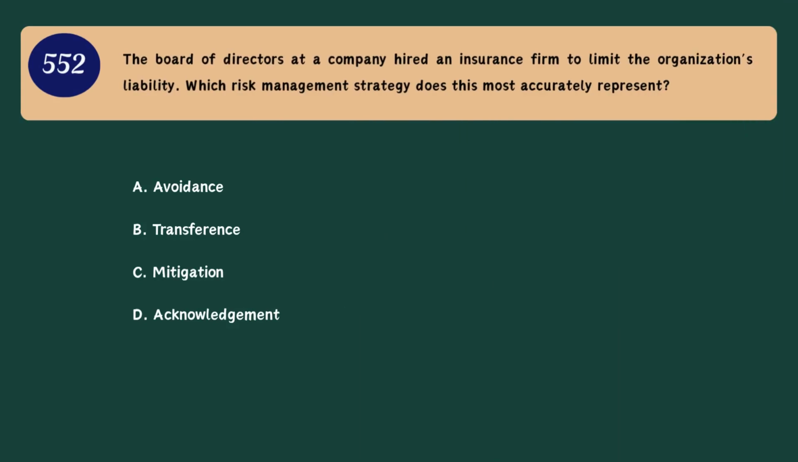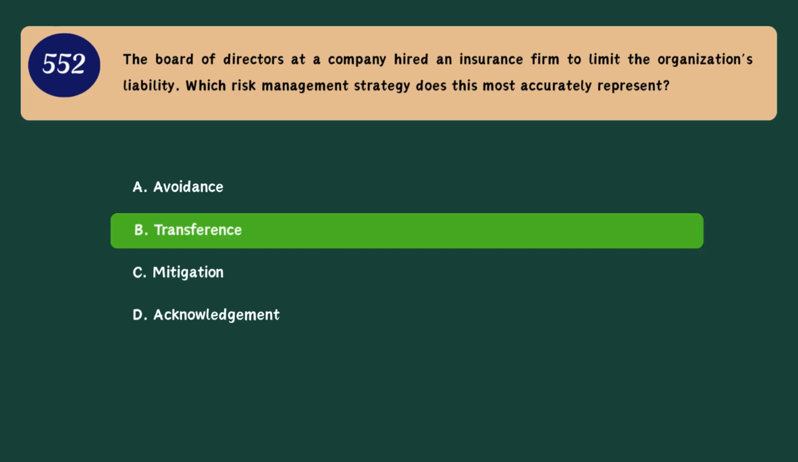Question 552. The board of directors at a company hired an insurance firm to limit the organization's liability. Which risk management strategy does this most accurately represent? A. Avoidance. B. Transference. C. Mitigation. D. Acknowledgement. Correct answer. B. Transference.